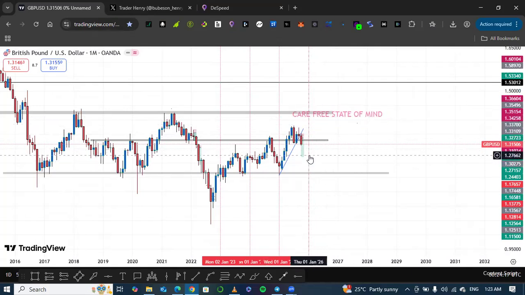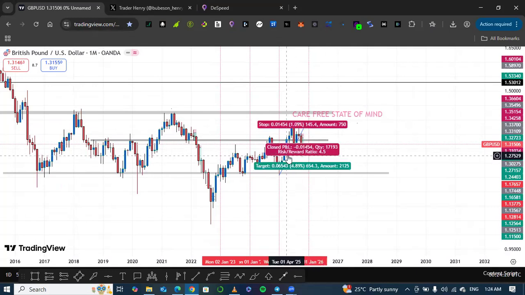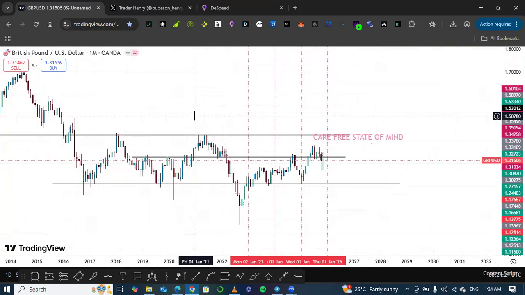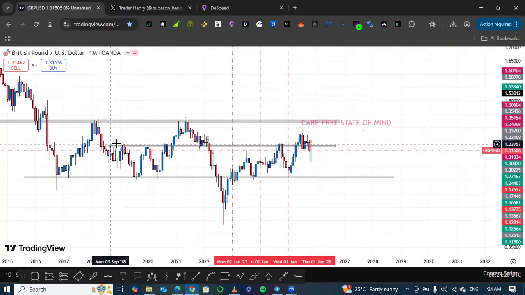Let me delete all this. Let me delete only the trend line. So on the monthly time frame, as you can see, this is a minor level here. This level is a minor level. And as you can see, this minor level is giving price.